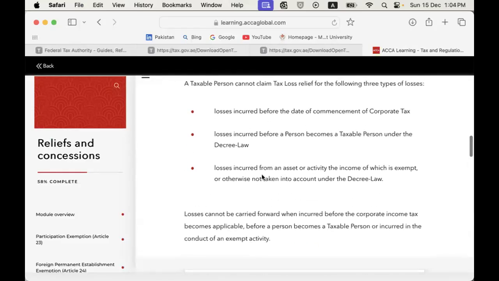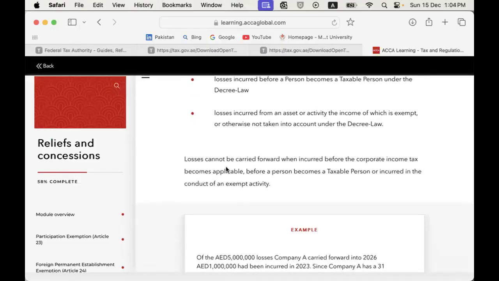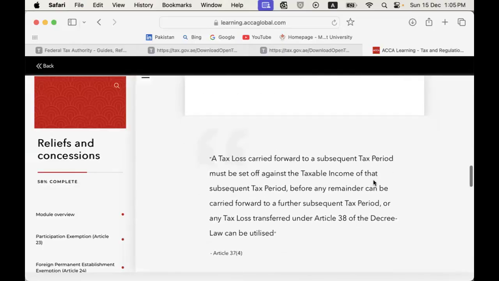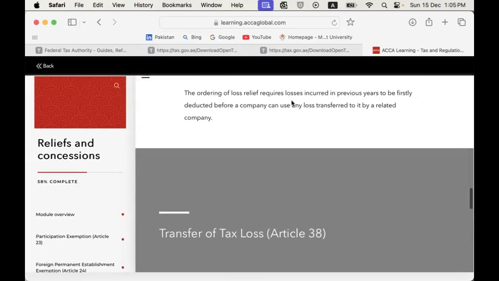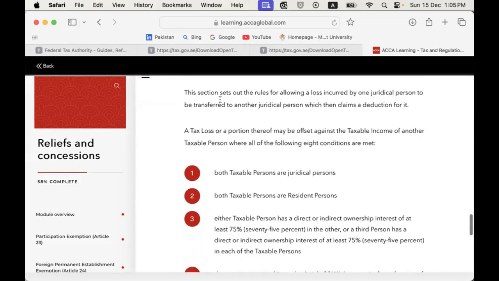Exactly. That's why, Haya, do you understand what I mean? Losses carried forward when incurred before the income tax applies, before the person becomes a taxable person, or incurred to conduct an activity but carried forward. Which article was this? Losses incurred previously are to be deducted first before a company can use any loss transferred to it by a related party. No, this is the one. Okay, anyways, let's read through.